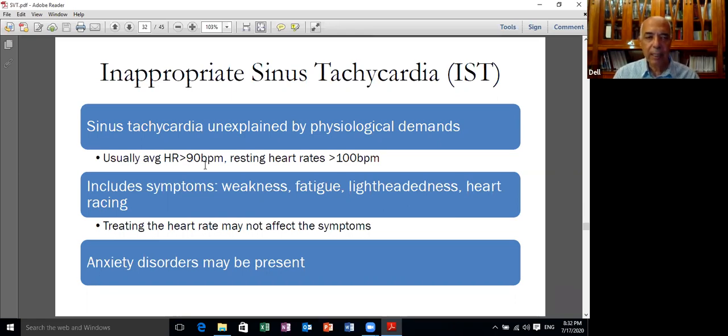Sometimes the heart rate at rest is very well acceptable, but just moving a little distance will accelerate the heart rate very much. So under these circumstances, if you interrogate the patient more closely, you will find that he has a lot of other symptoms, including undue fatigue, weakness, lightheadedness, or heart racing. Other anxiety manifestations might be present. So even if you treat the inappropriate sinus tachycardia, the other manifestations might not disappear. So you need to treat both at the same time.